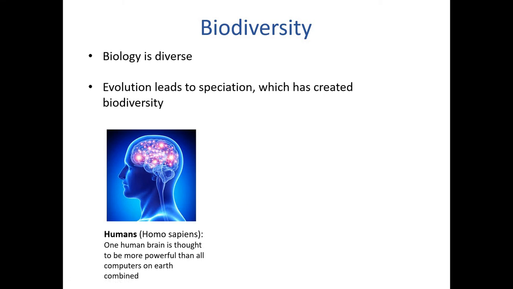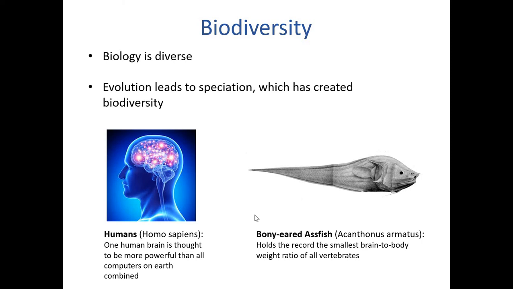And so compare humans to, for example, the bony-eared assfish, which holds the record for the smallest brain to body weight ratio of all vertebrates. And so, even just looking at these 2 species, you can see that biology is tremendously diverse. And you can also see that biologists sometimes have a bit of fun naming things.